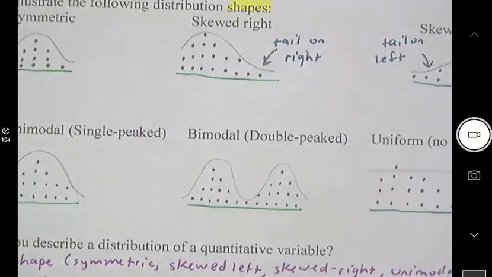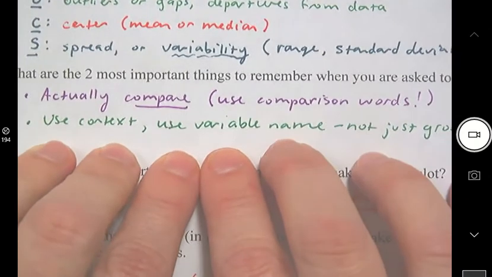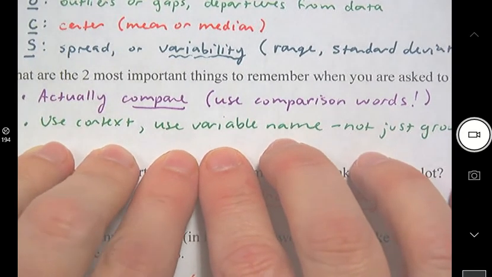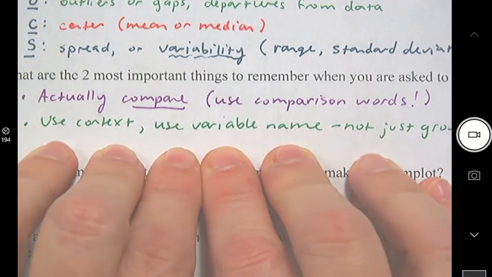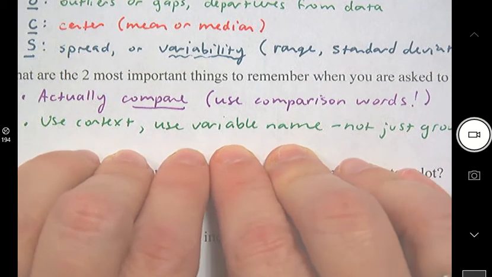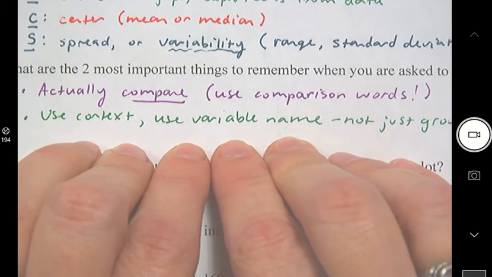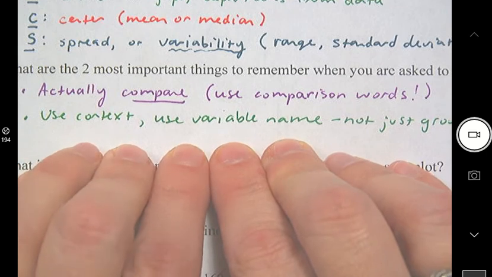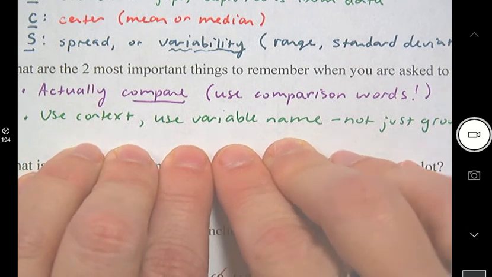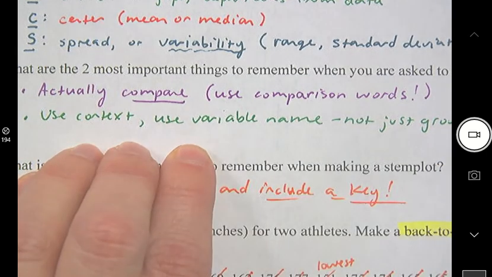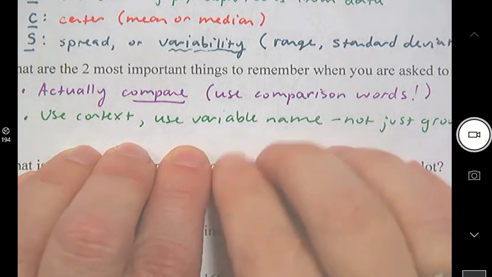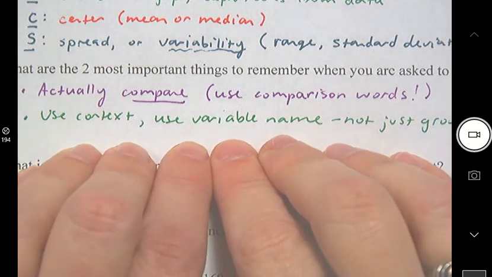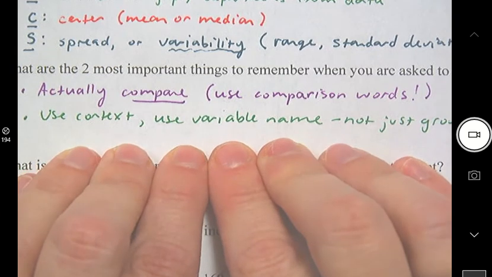Okay, the two most important things to remember when you are asked to compare distributions. Actually compare. Use comparison words. Say things like higher, lower, bigger, smaller, more spread out. And then some of you learned on the free response, some of you did an excellent job, and some of you only got points taken off of your free response last time because you gave me a beautiful answer, but it was too generalized. You always need to add context to the problem.